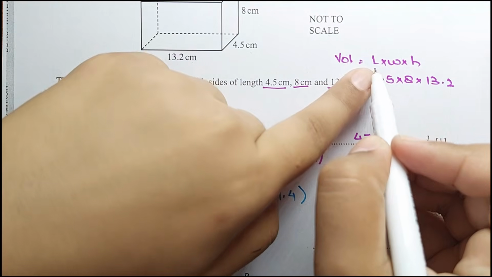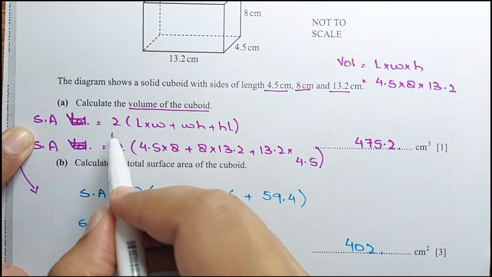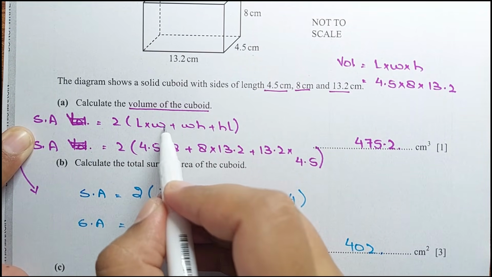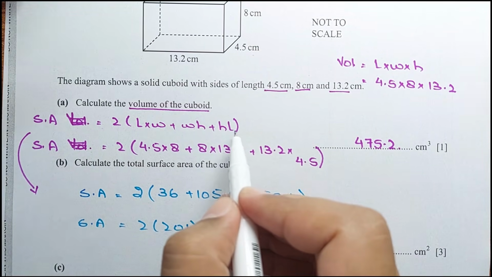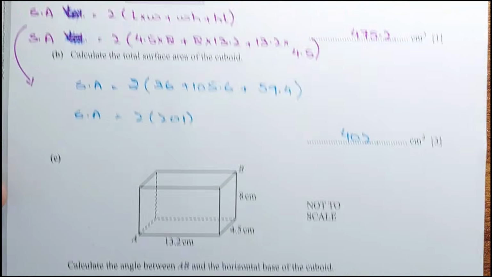So the volume of a cuboid is length into width into height, but the surface area has a formula: 2 into length into width plus width into height plus height into length, right? That is not the volume formula. I'm really sorry for that.